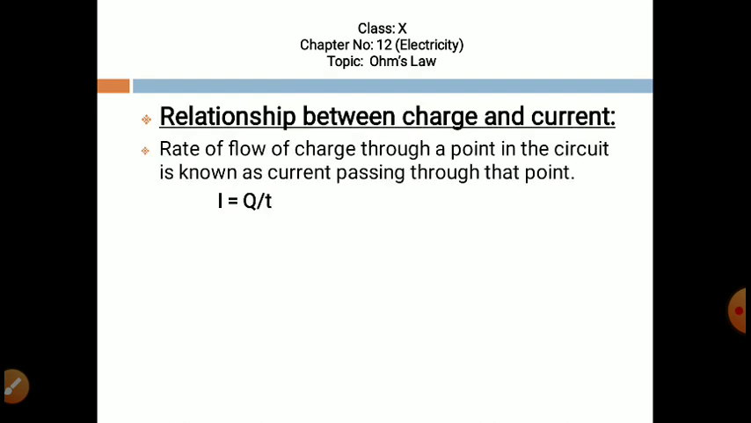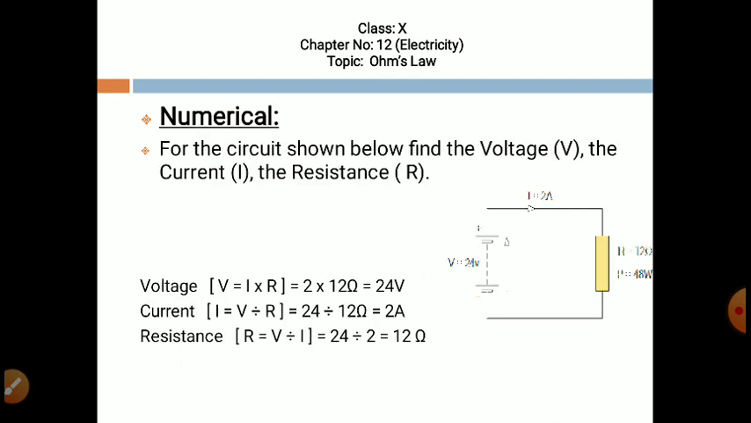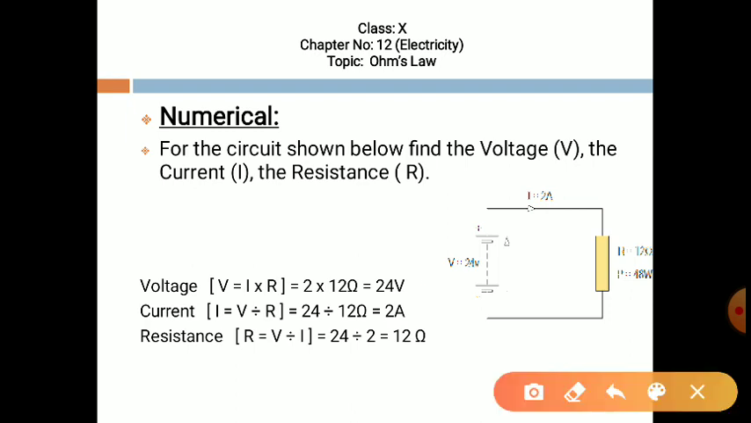Now here is the relationship between charge and current. We all know the rate of flow of charge through a particular point in a circuit is known as current. So I is equal to Q by T, where I is current, Q is charge, and T is time. So let us consider a numerical where you have to find out any one of these three.